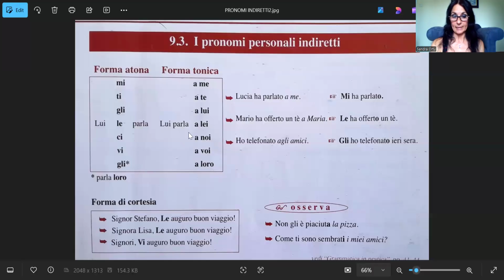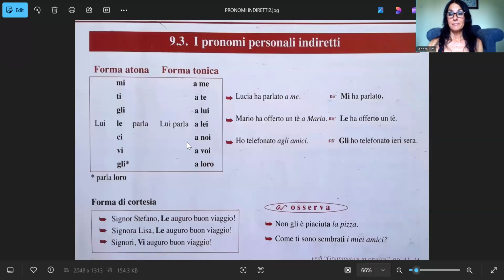And let's see the whole sentence. He talks to me. He talks to you. He talks to him. He talks to her. He talks to us. He talks to you, plural. He talks to them. So that's why it makes sense starting with the strong form, because, as I said, it follows exactly the same structure and word order as in English.